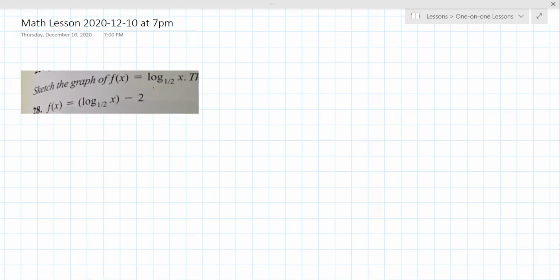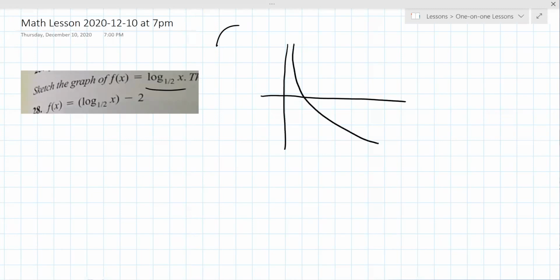It says sketch the graph of log base 1/2 of x, and you're supposed to know that the log usually looks like that. This one, because this base is less than 1, it ends up having this shape to it. So then we're just figuring out, what's the change on this? What does this cause it to do? Well, it goes down 2 units right there. So it's the exact same graph, it's just down 2 units like that.